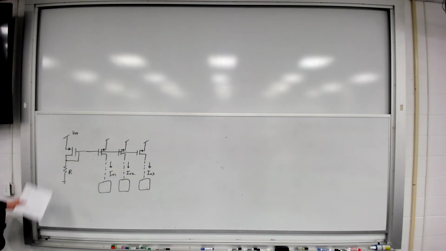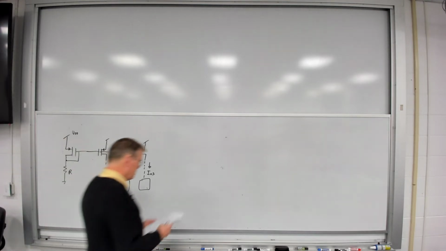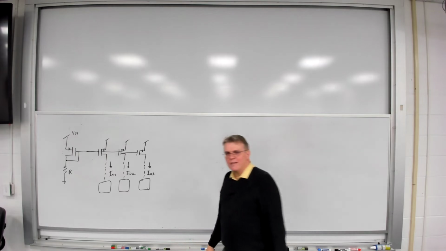Okay, so you say, hey, this is great. I can now sink currents or source currents using current mirrors. All I need is 2 reference strings. Or do you? Do you need 2 reference strings? What if we do this?